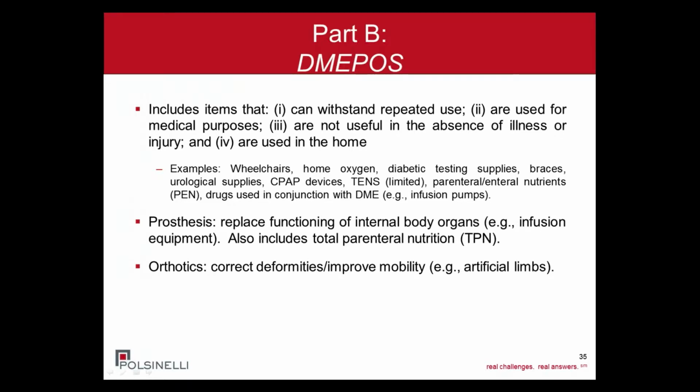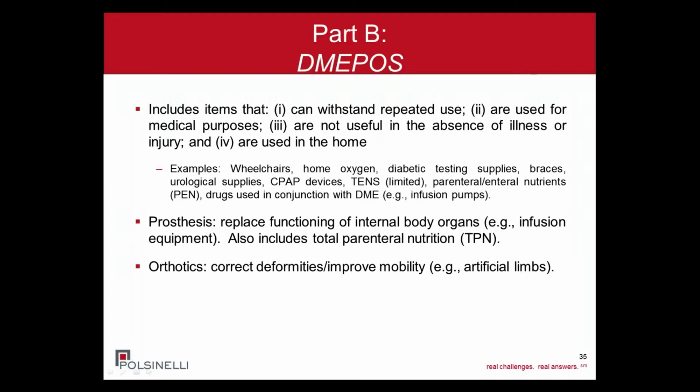In addition to those main categories of professional services and hospital outpatient, Part B also includes durable medical equipment and prosthetics, orthotics, and supplies. This is typically referred to as DME or DMEPOS. When we think of this category, think of DME like wheelchairs or CPAP devices, home oxygen equipment. It can also include drugs that are used in connection with an implantable item of DME, like an infusion pump, for example. And as I said, it also includes prosthetics and orthotics, like artificial limbs.